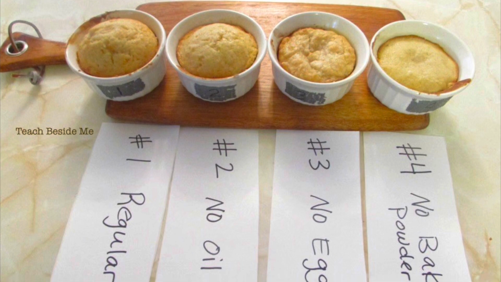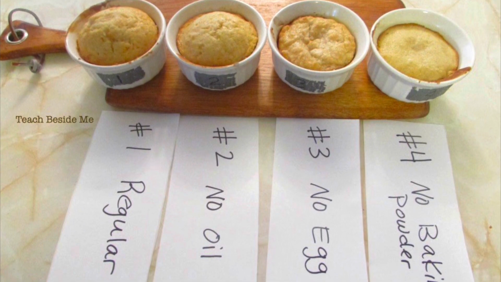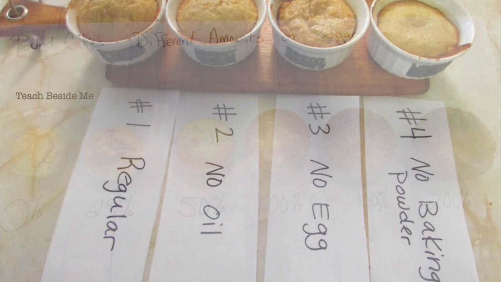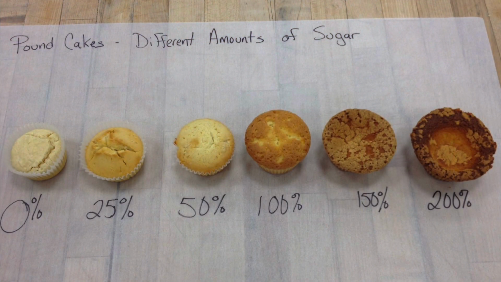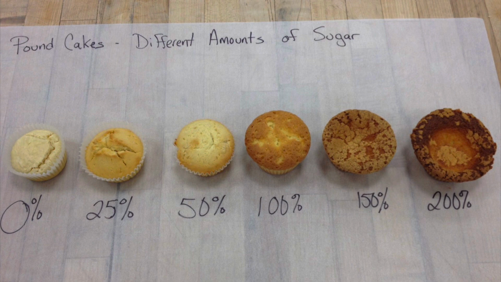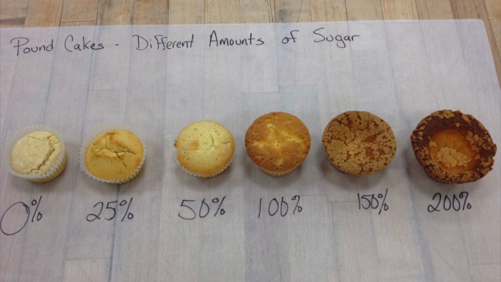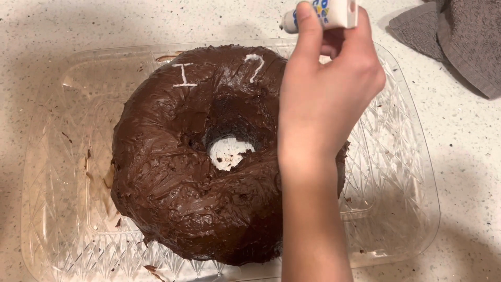This is a visual aid that represents how each cake would look if ingredients like oil and egg were not used. This is another visual aid that shows how the different amounts of sugars affect how the cake will look and taste. Finally, decorate your cake to your liking.